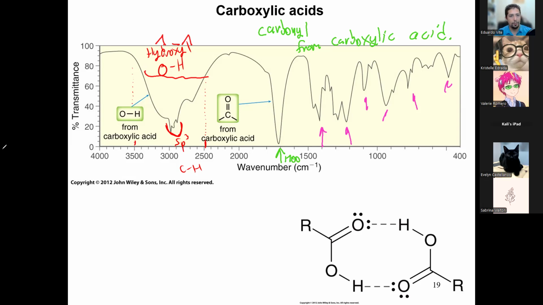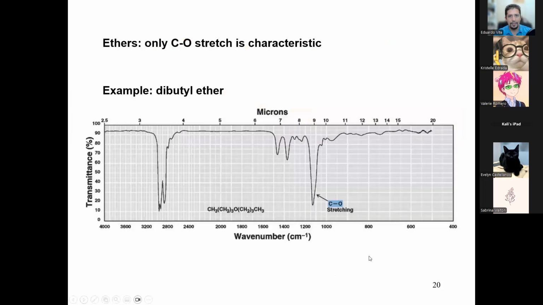Okay. So moving on to the next slide. All right. Ethers. An ether is just a carbon-oxygen-carbon bridge. So here we have dibutyl ether. We have butyl, 4 carbons, 1, 2, 3, 4, and then we have an oxygen, and then we have 4. 1, 2, 3, 4. So this is dibutyl ether.